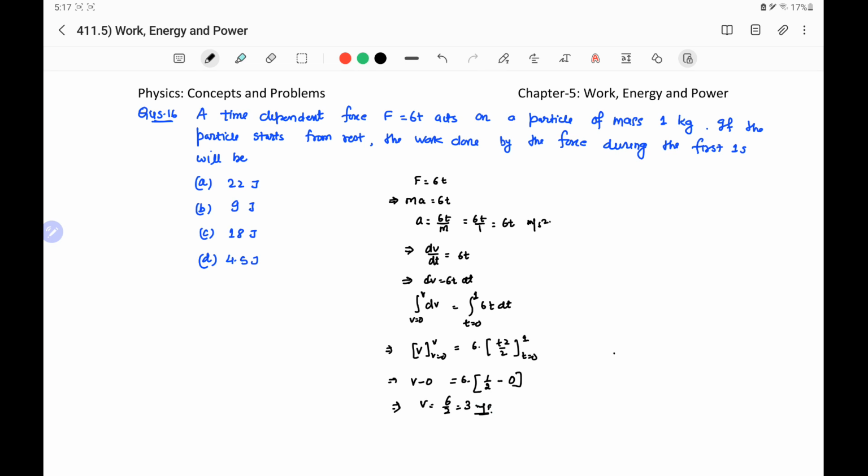Now we have to find the work, and from work energy theorem, work will be equal to the change in kinetic energy, and change in kinetic energy will be half into m into v square minus half into m into u square. Half mv square is the final kinetic energy, so it is half into mass is 1 and velocity is 3 square minus half into 1 into initially object is at rest, so it is 0. That is equal to 9 by 2, or it is equal to 4.5 joule. Hence option D is the correct option.